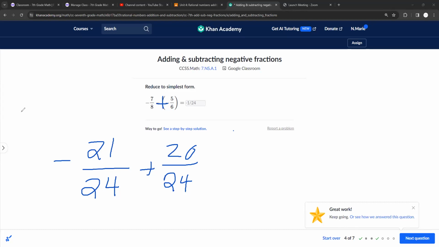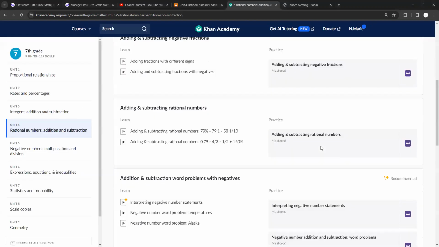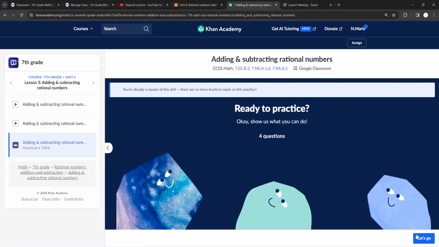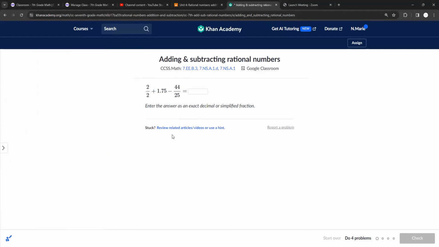All right, so these, you make the denominator the same. Deal with the integers. To add and subtract rational numbers, it's best to put all of these as fractions or decimals, whatever you want to do. Personally, decimals are a little easier to deal with. 2 divided by 2 is 1.